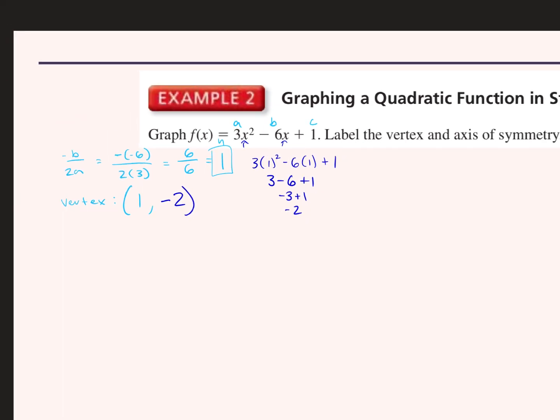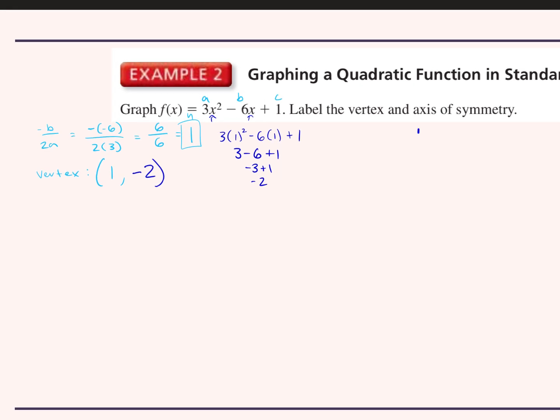So let's go ahead and graph our vertex. I'm going to go to the right to positive 1 and down 2. Put my point there.